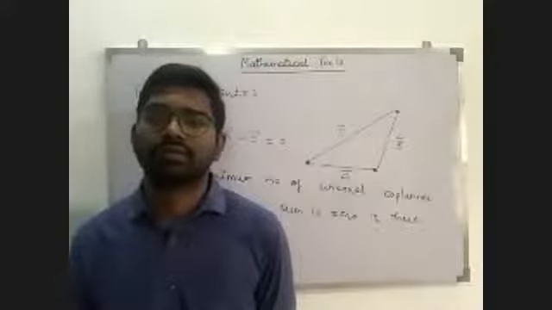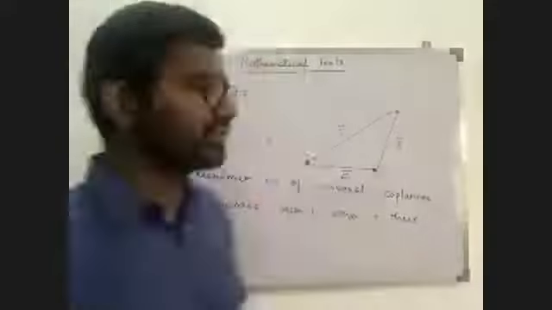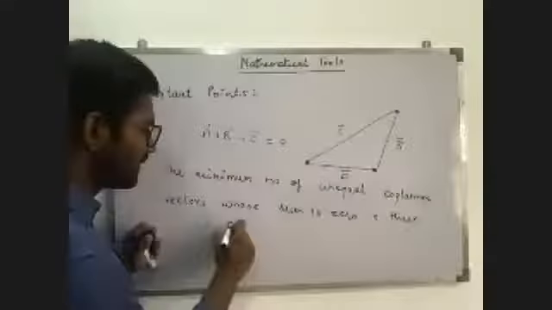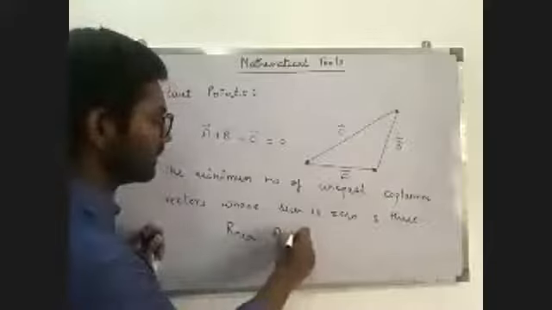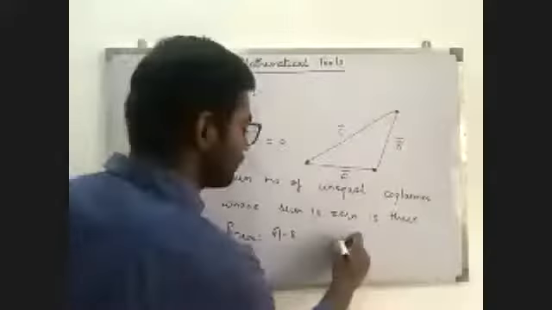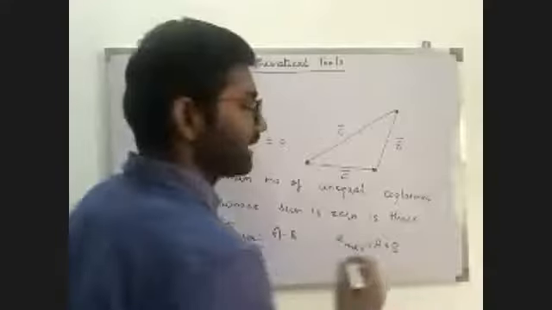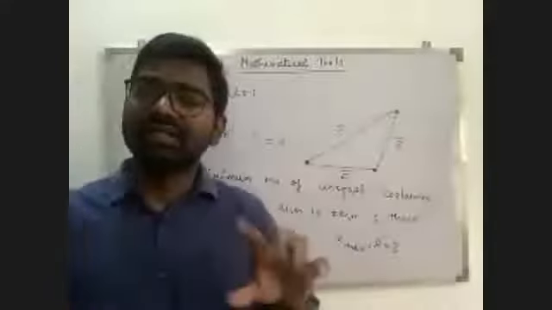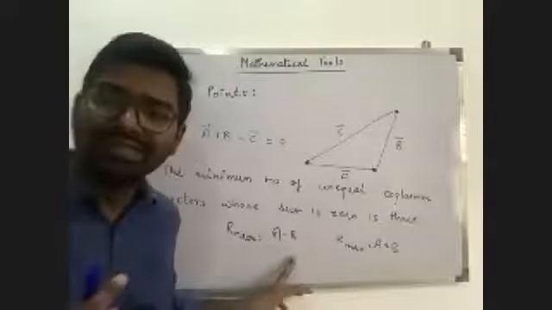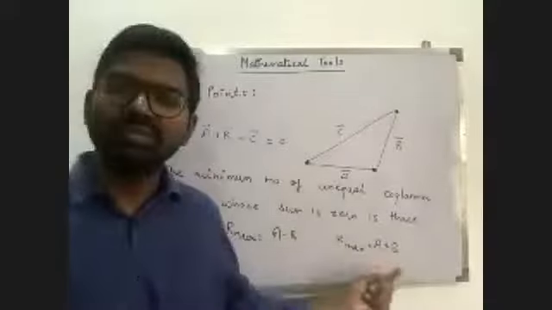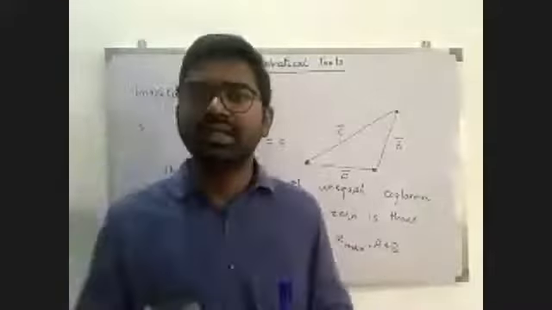The fourth point is very easy. I told you that R minimum, the minimum value of the resultant, is A minus B, and the maximum value of the resultant is A plus B. So if I add two vectors, the value of the resultant will be between A minus B and A plus B, because this is the minimum value and this is the maximum value.